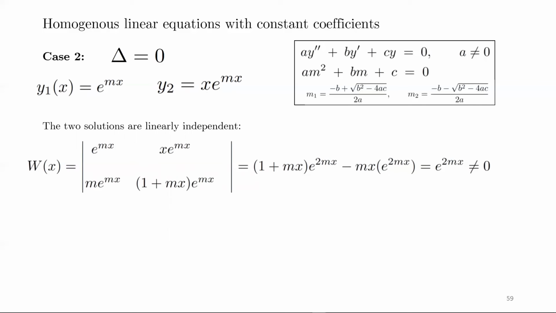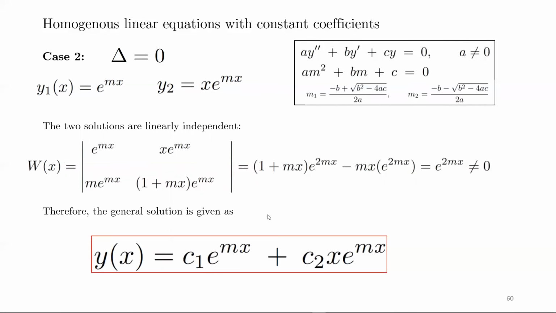form a fundamental set of solutions, and therefore the general solution to the second order linear homogeneous constant coefficient ODE in the case where the discriminant b squared minus 4ac equals 0 is given by C1 times e to the mx plus C2 times x times e to the mx. This is the general solution to case 2 where the discriminant is equal to 0.